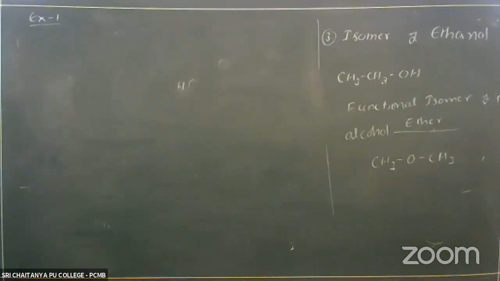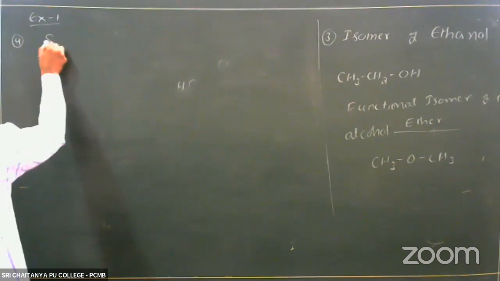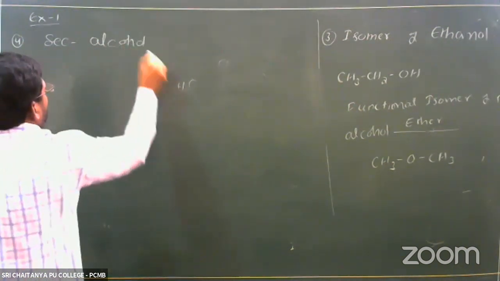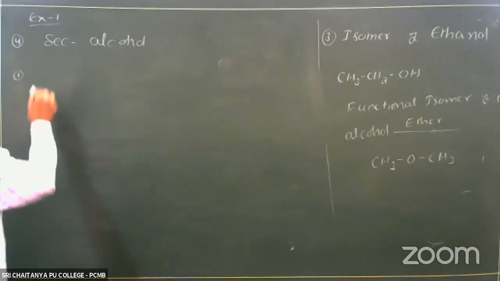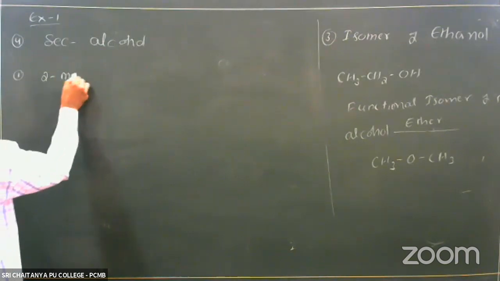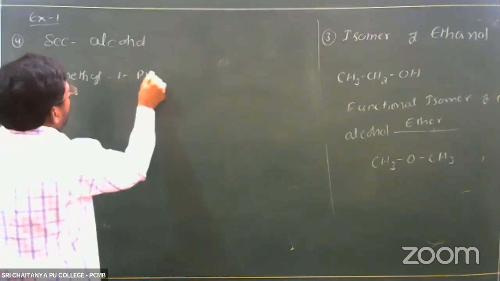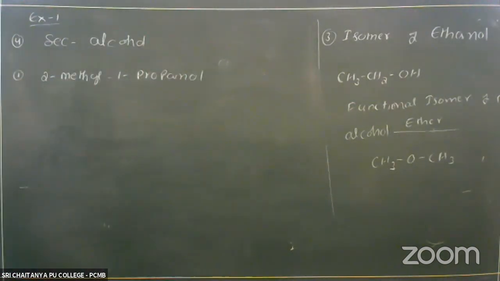Next, take the fourth one: each of the following is a secondary alcohol. The first option is 2-methyl 1-propanol. First write the structure of 2-methyl 1-propanol.